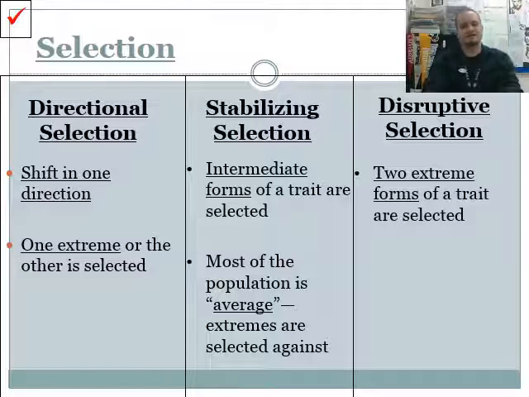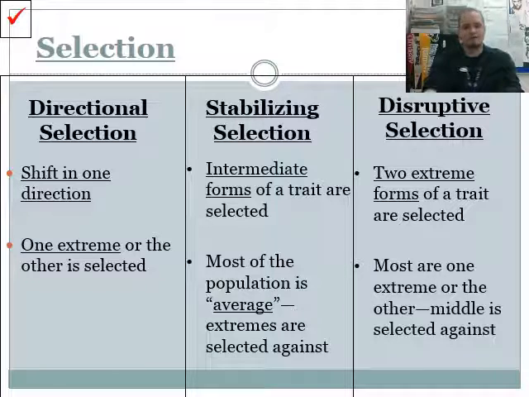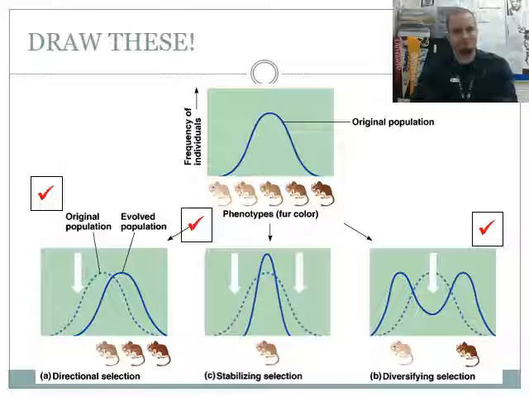The final type is disruptive. So with disruptive, we're talking extremes here. Both extreme forms are good to have. However, the middle trait or the middle ground is selected against. Now, we'll talk about this in a second. I'll show you actual examples. So let's get to it.